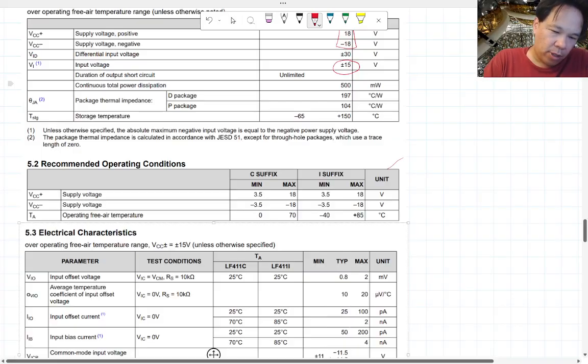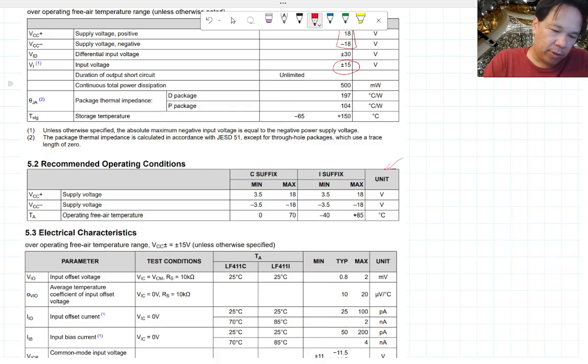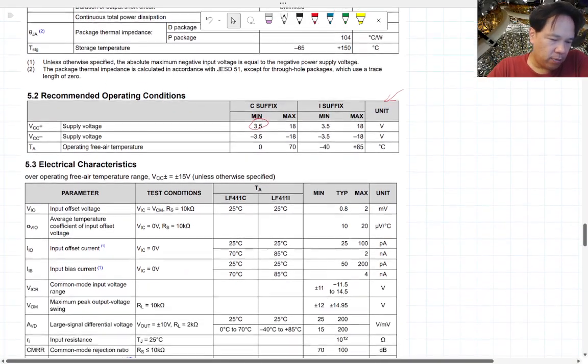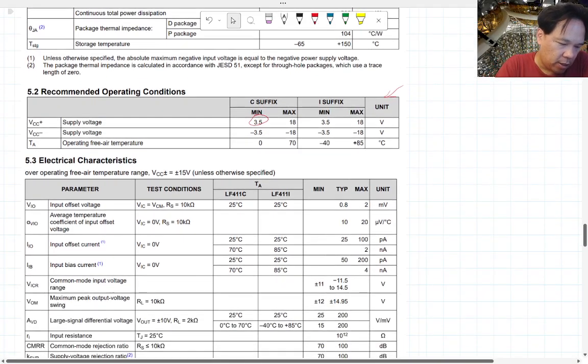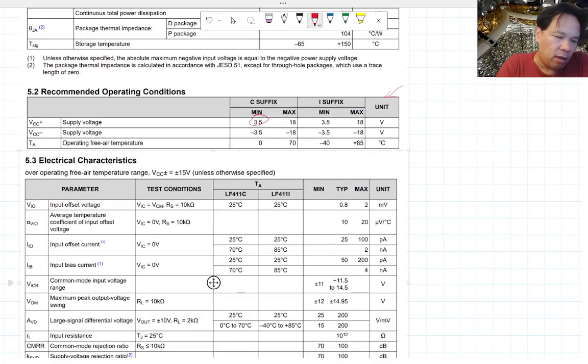There's more recommended. So instead of the maximum, they recommend you use it with this. You want to at least bias it by half VCC to be 3.5, so you can't work it at like 2 volts or something like that. But what we're going to get to is the third part of this, which is electrical characteristics. All of these are tested at room temperature, running at VCC of plus or minus 15. That's how they test it in their lab.